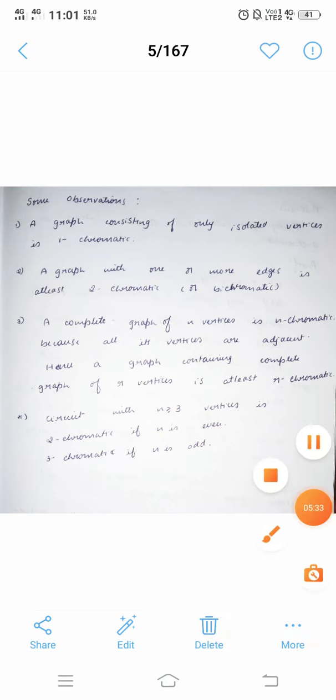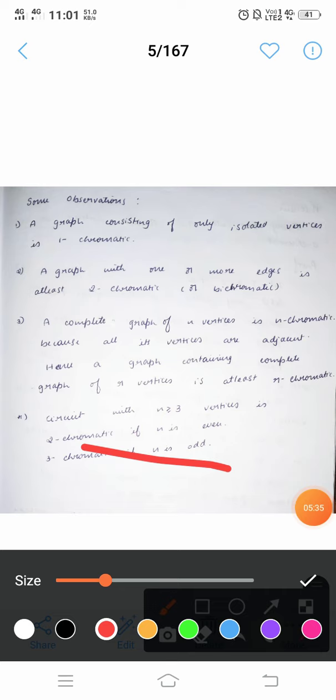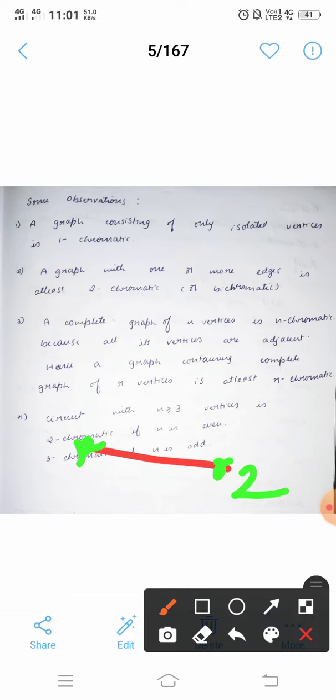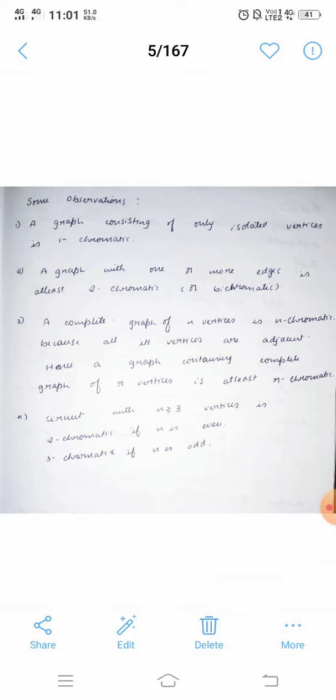If I have only one edge, how many colors do I need? I need color 1 and color 2 because this vertex and this vertex are adjacent, so I need different colors. So at least two colors we need to paint such a graph. So it is at least two chromatic, they are saying. Two chromatic is also called bichromatic. The other word for two chromatic is bichromatic.